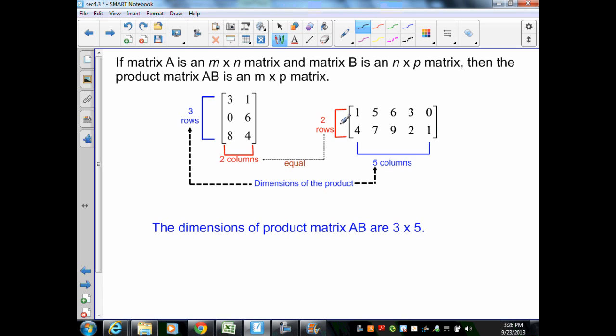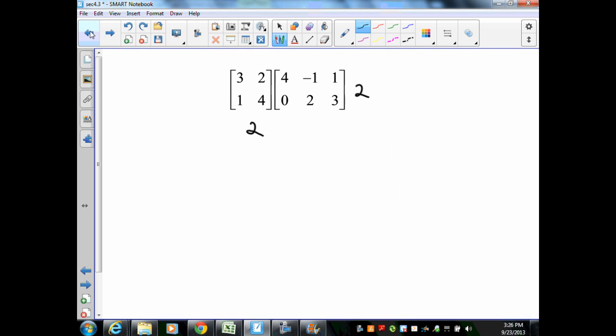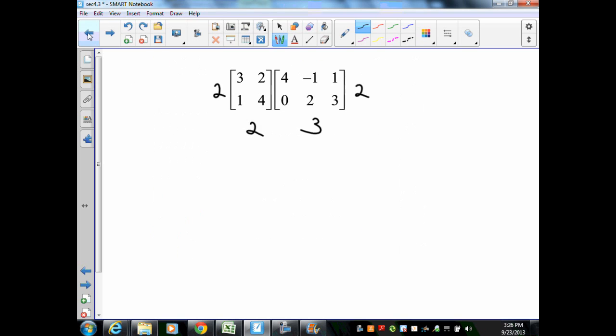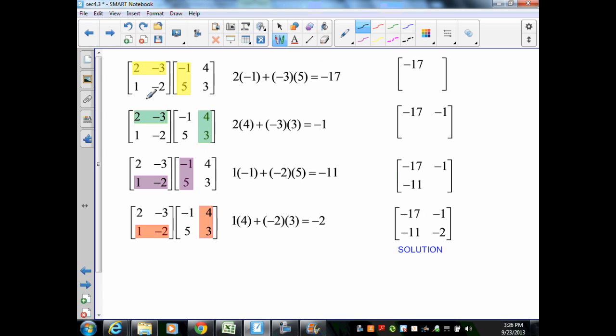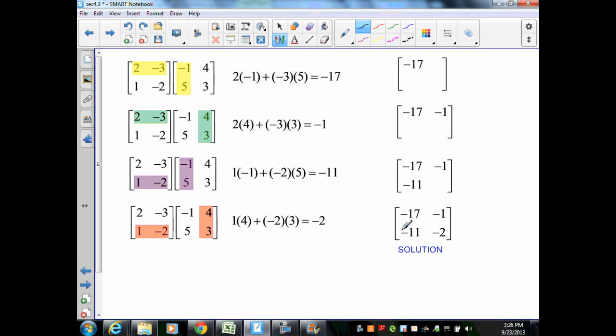The product of those two matrices will be a 3 by 5. We can take a look at that on our previous example. Here, I have a 2 by 2. And I know this 2 by 2, its product will have a 2 by 3 matrix. And that's proven. 2 rows, 3 columns. And that worked out with my first one also. 2 by 2. Notice it's a 2 by 2. And my solution will be a 2 by 2. And that's proven again here, a 2 by 2 solution.